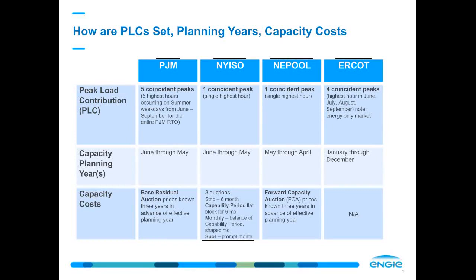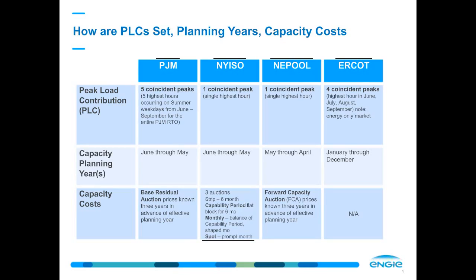So how are the PLCs actually set, and what are those planning years and capacity costs? What I've lined out here is for each of the markets: PJM, NYISO, NEPOOL, and ERCOT. Even though ERCOT, Texas, is not a capacity market, it's an energy-only market, they do still have PLCs, and that's for their transmission-related costs.